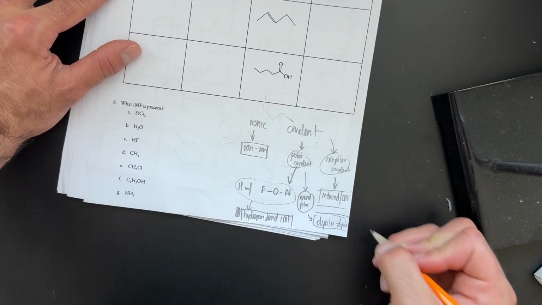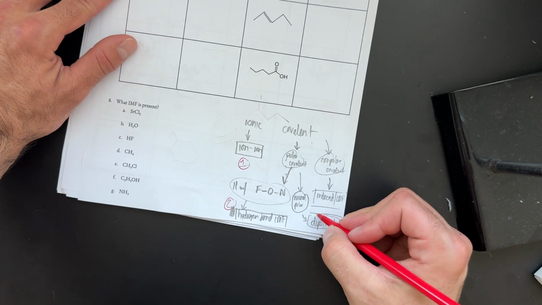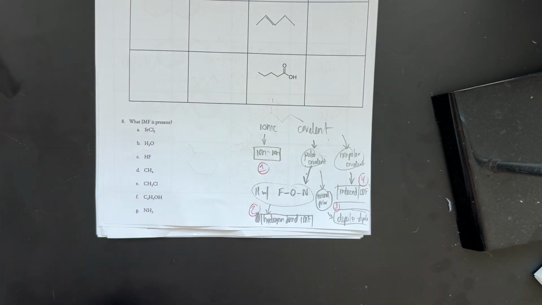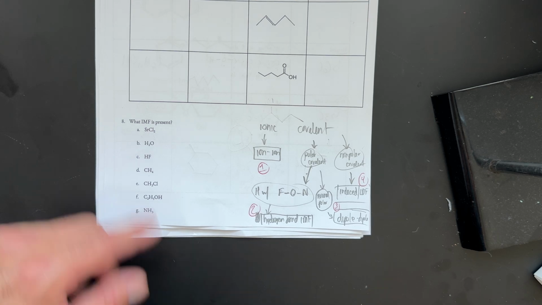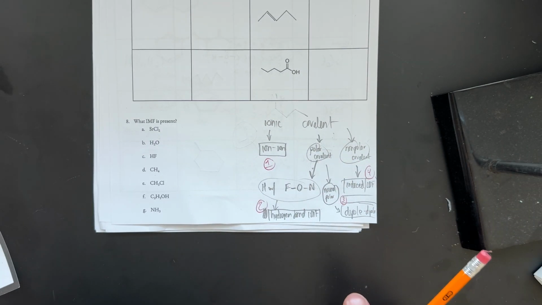Okay. And so remember, ion-ion is the strongest, hydrogen bond is the second strongest, dipole is the third, and then induced / LDF is the fourth. Okay, and so what IMF is present here, you got to figure out, okay, is it ionic or covalent? If it's ionic, it's easy. If it's covalent, you got to go through a bunch of other steps.